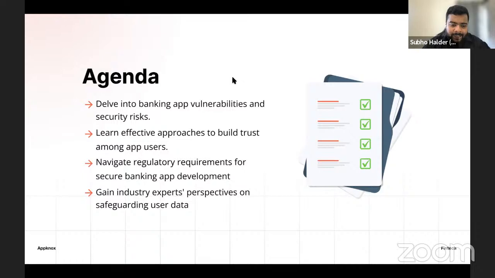All right, so let's dive into the agenda. We are going to keep it very simple. We will dive into some basic banking app vulnerabilities and security risks which we have seen, some of the effective approaches to build trust among app users, and how to navigate regulatory requirements for secure banking app development, because for banks, regulations and compliances come hand in hand. And obviously, to gain industry experts' perspective on safeguarding user data. So these are some of the pointers we're going to cover in the agenda. I'm going to quickly run through this.